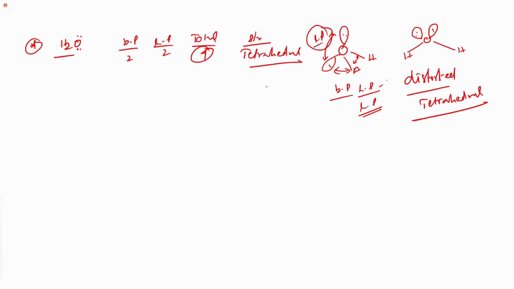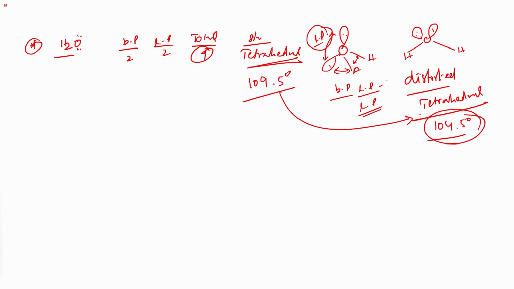And we know that for the tetrahedral structure the angle is 109.5 degrees, but due to that repulsion the angle will be 104.5 degrees. So the angle will be less because that repulsion is present. That's why this angle is less, from 109.5 to 104.5 degrees.